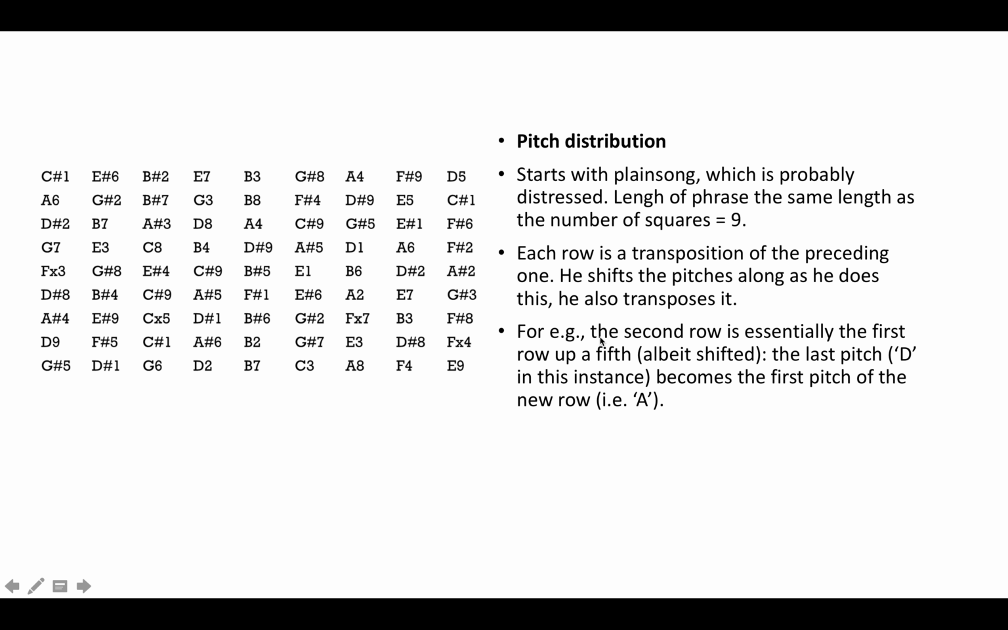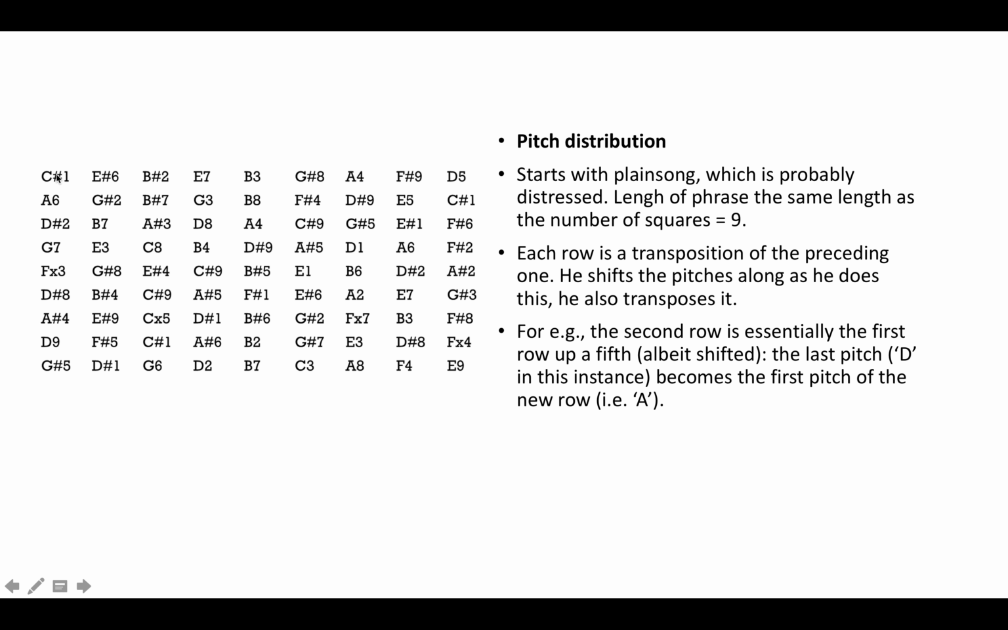The second row is essentially the first row up a fifth and shifted. So I'll show you how the shifting works. If you follow my mouse again, the last pitch on this row here, this D, is shifted diagonally this way. So it's shifted and wrapped around and it becomes this A. And it's shifted up a fifth. Okay, so we have D, F, A. And that shifting pattern is repeated.